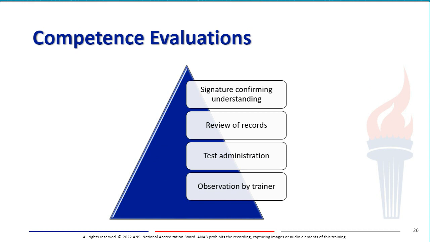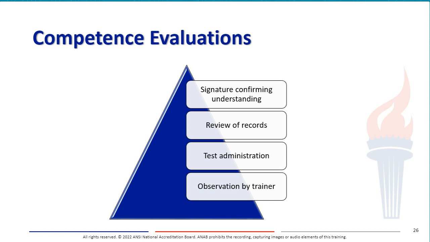I mentioned competence evaluations on the last slide, but what are they specifically? Again, competence evaluations can be as simple as signature confirming understanding. Here, we are talking about signature of the trainer. Information is presented or read, and the trainee says they understand it, so the trainer signs off. This is okay for some things, like reading and understanding a policy, but for others, this really lacks the rigor that is needed to truly demonstrate competence was achieved.